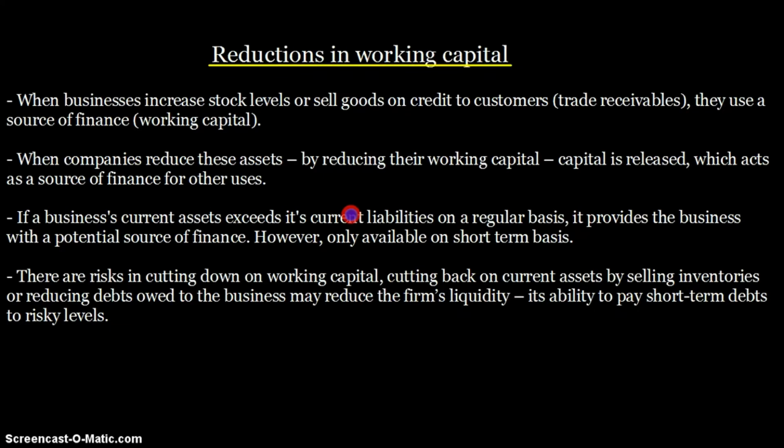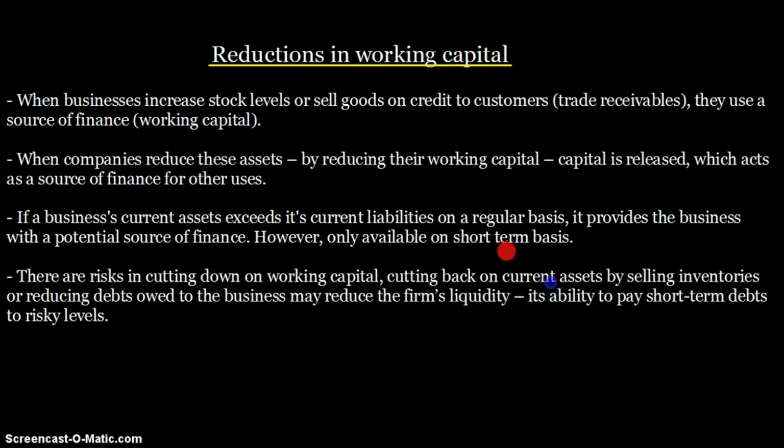If a business's current assets exceed its current liabilities on a regular basis, it provides the business with a potential source of finance. However, it is only available on a short-term basis. When we say current assets exceed current liabilities, you can reduce your current assets by reducing your inventories, not purchasing enough inventories, or selling these assets, so that your working capital will be reduced, but that cash will be used as a source of finance.